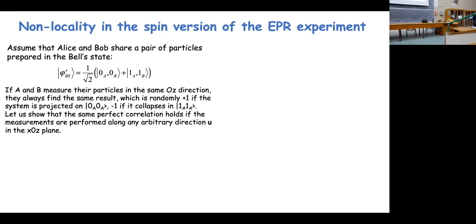First of all, if I measure them along the quantization axis, which I call Z, it's clear that if I find +1 for the first one, I will find +1 for the second one, because it will be the |0,0⟩ part. And if I find -1 for the first, I will have -1 for the second one, because this will collapse to the part |1,1⟩. So you see that the product of the two spins along Z always gives +1. So this state is an eigenstate of the product of the two spins along the Z direction with the eigenvalue +1.